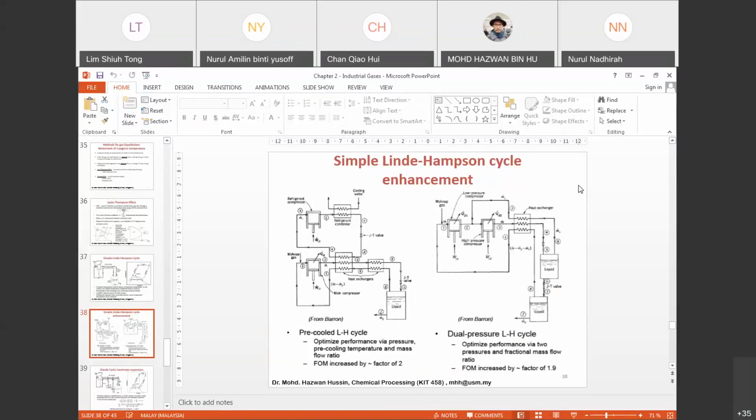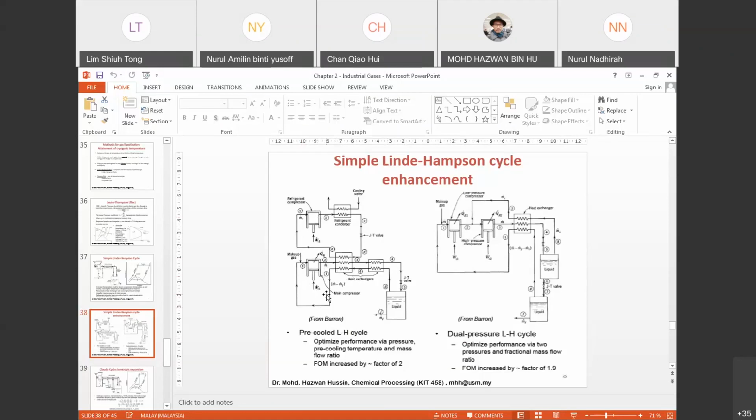This is basically a simple Linde-Hampson cycle enhancement. What does it mean by enhancement? Enhancement means that the process has probably been improvised in terms of the properties, the process, and so on. Here you will see that there are two versions of the enhancement cycle. One is known as the pre-cool enhancement cycle, and the other is known as the dual pressure enhancement cycle. For these two cycles, they actually use two compressors.